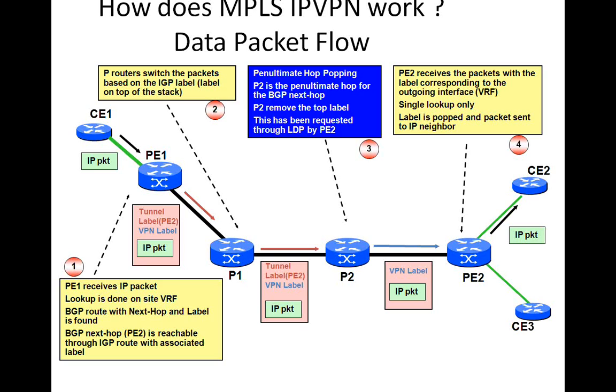So once it reaches P2, the fourth process that is mentioned here, he knows what VPN the packet represents. So he's going to strip off the VPN label and send the IP packet to CE2, because CE2 is the only guy connected to the VPN customer, which is CE1. So this is basically how the data packet flows.